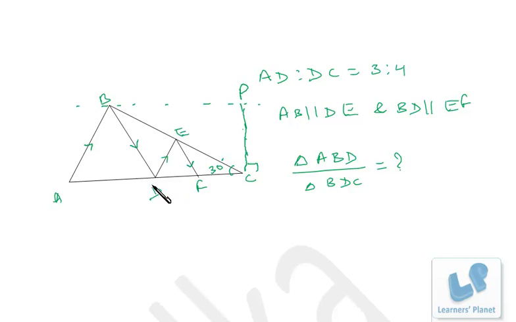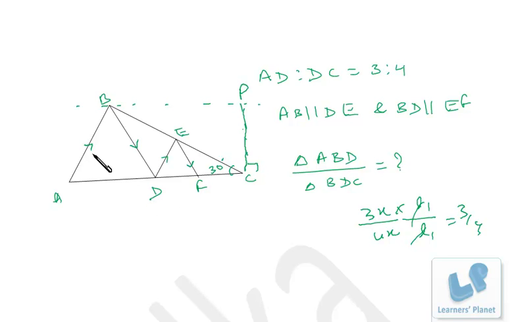Now what is the length of the base? AD is 3x and DC is 4x. AD is the base for ABD and DC is the base for BDC. And the altitude is the same. So what is the ratio? It is nothing but whatever the ratio of the bases is, that will be the same ratio of the areas, because the altitude is the same in both cases.